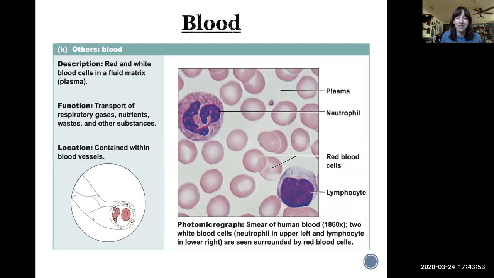All right, our last connective tissue, blood tissue. We've got red and white blood cells floating around in a fluid extracellular matrix, which is basically your blood plasma. So your ground substance in the case of blood is the plasma. The function is, of course, to transport nutrients, respiratory gases, wastes, and other substances throughout your body. And it is contained within your blood vessels, which are your simple squamous epithelium.